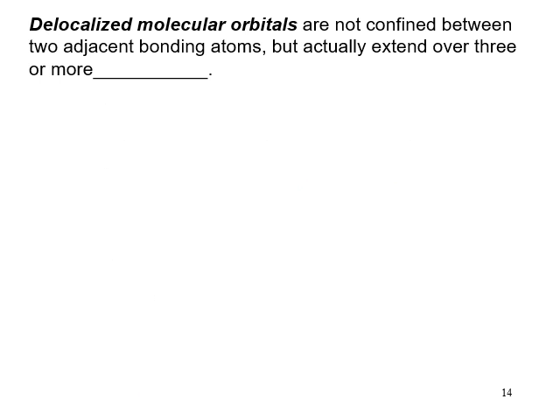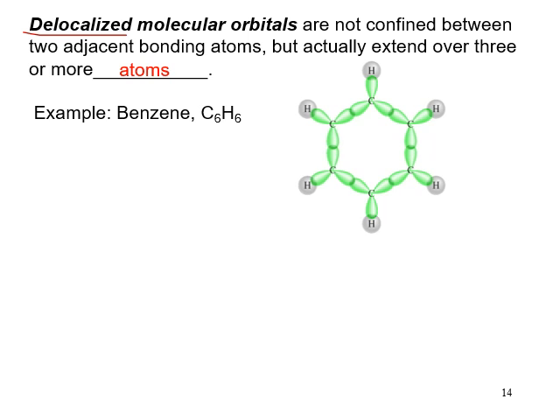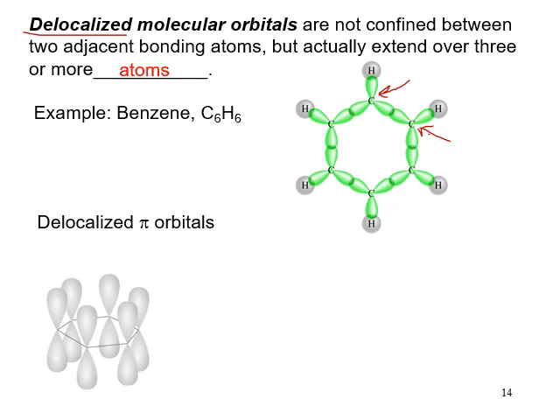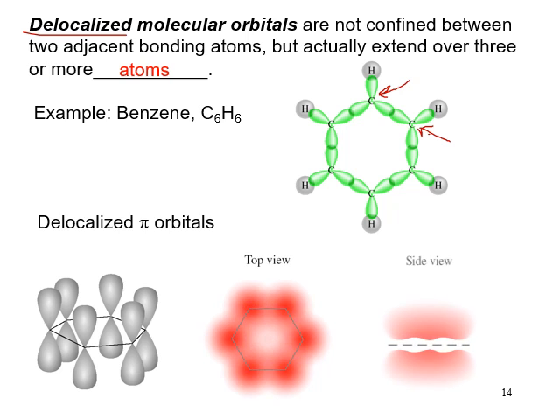Now let's go on to delocalization. For delocalized molecular orbitals, when you use the word delocalized, that's something that's not confined. So they actually extend over 3 or more atoms. Now, if you recall, we studied benzene in chapter 9 and 10, and the hybridization for each one of these carbons was sp2, and that meant there were unhybridized pi orbitals that made the double bonds.